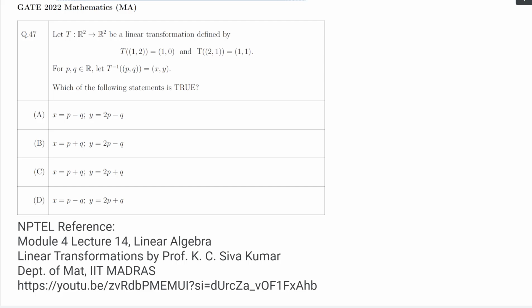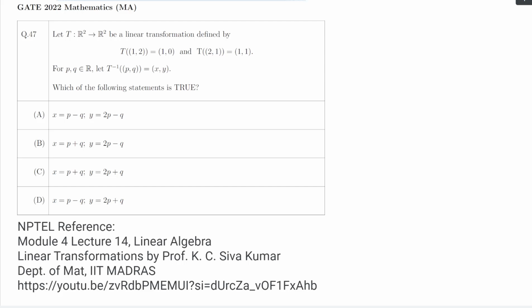Today's second problem is from the GATE 2022 Mathematics paper, problem number 47. Let T from R square to R square be a linear transformation defined by T of (1, 2) equal to (1, 0) and T of (2, 1) equal to (1, 1). Then for p and q in R, let T inverse of (p, q) equal to (x, y). Here T inverse is again a linear transformation. Which of the following statements is true?